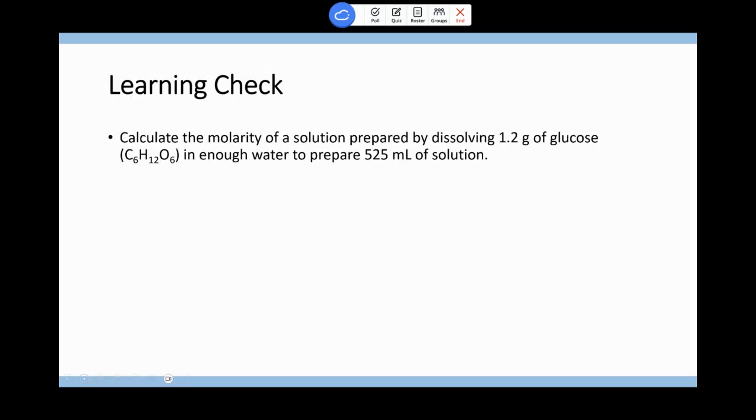Okay, now let's do a calculation. We are going to calculate the molarity of a solution. We're preparing the solution by dissolving 1.2 grams of glucose, so sugar, in enough water to prepare a 525 milliliter solution. So remember, molarity is moles of solute over liter of solution.